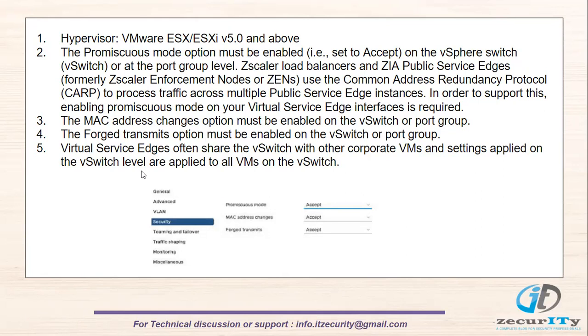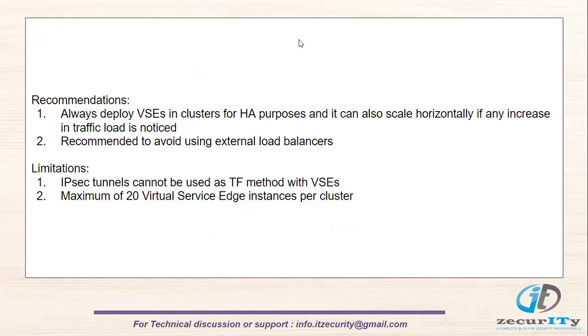Certain important things you need to look at for the virtual service edges: promiscuous mode should be accepted, MAC address changes should be accepted, and forged transmits should be accepted. Hypervisor version 5.0 and above will be allowed. It is always recommended to keep the VSEs in a cluster. So there will be two virtual service edges for redundancy purposes.